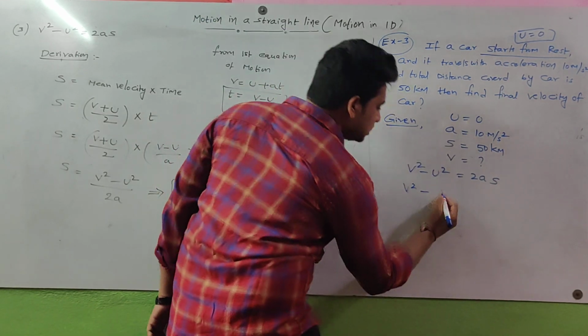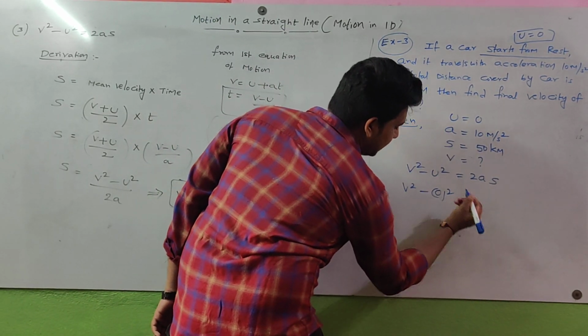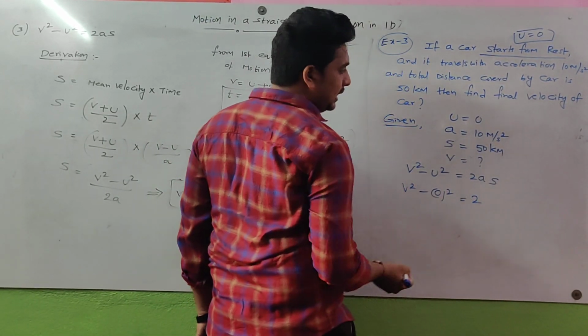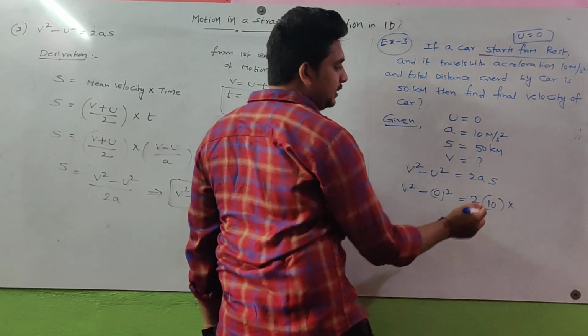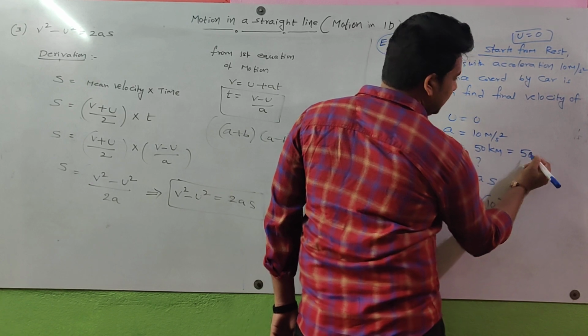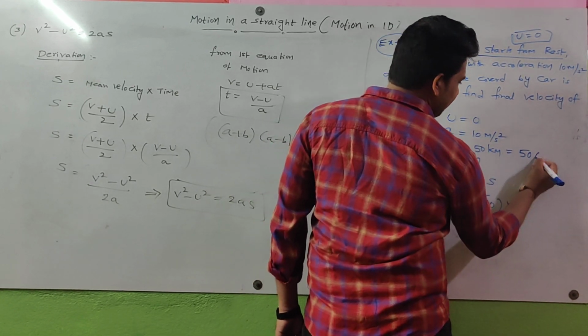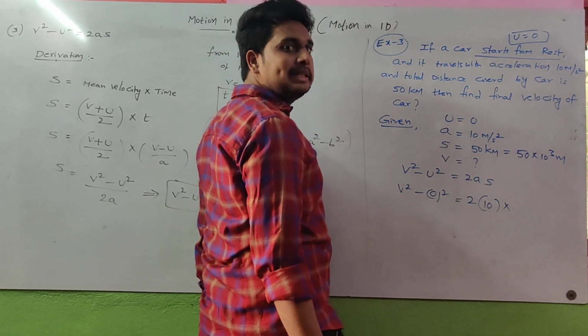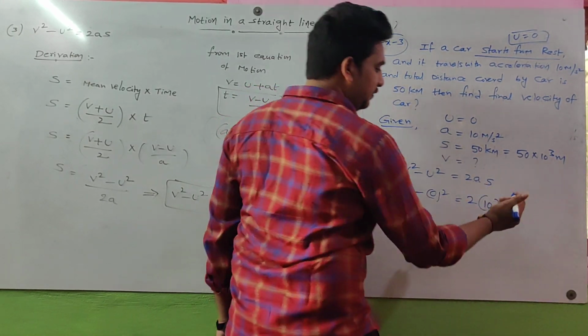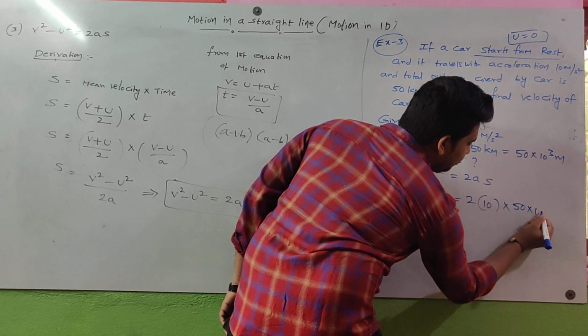v square. u square means 0 square here. 2 into acceleration, which is 10, into distance, which is 50 kilometers. How should we take it here? Convert into meters: 50 into 10 cube meters, because 1 kilometer is equal to 1000 meters. So 50 into 10 cube meters.